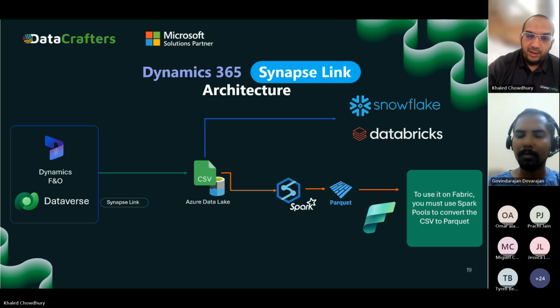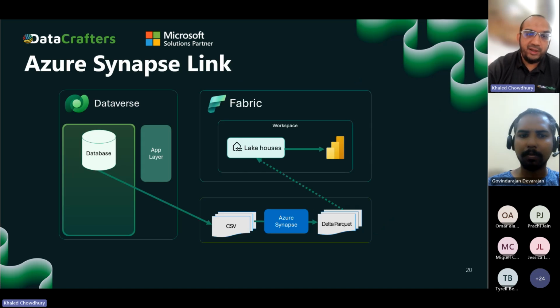So if you think about this from an architecture perspective, this is essentially directly from Microsoft. If you have your Dataverse environment, the data gets pushed out into CSVs. You can run Synapse and make a Parquet, and then essentially bring it as a shortcut to Lakehouse, and then use Power BI or whichever tool you want to use.